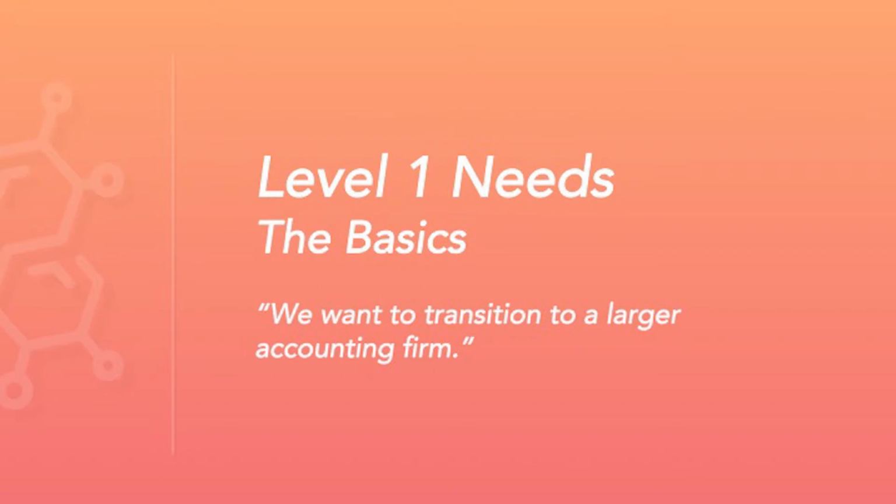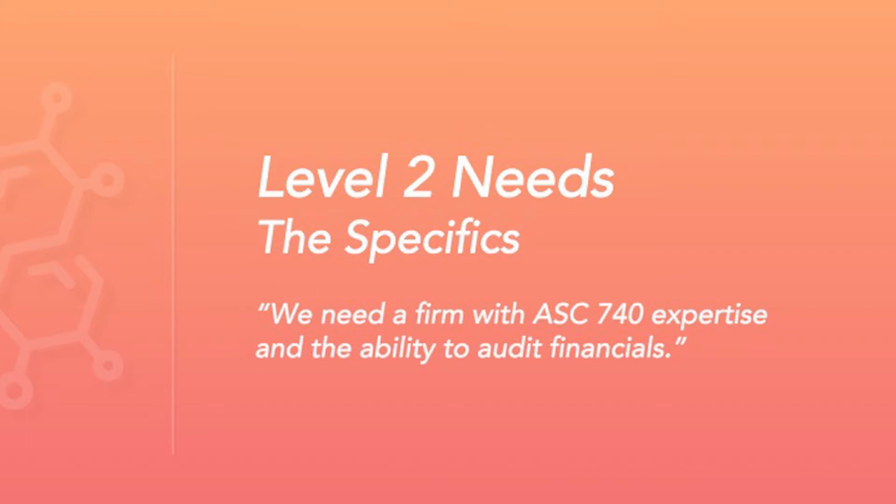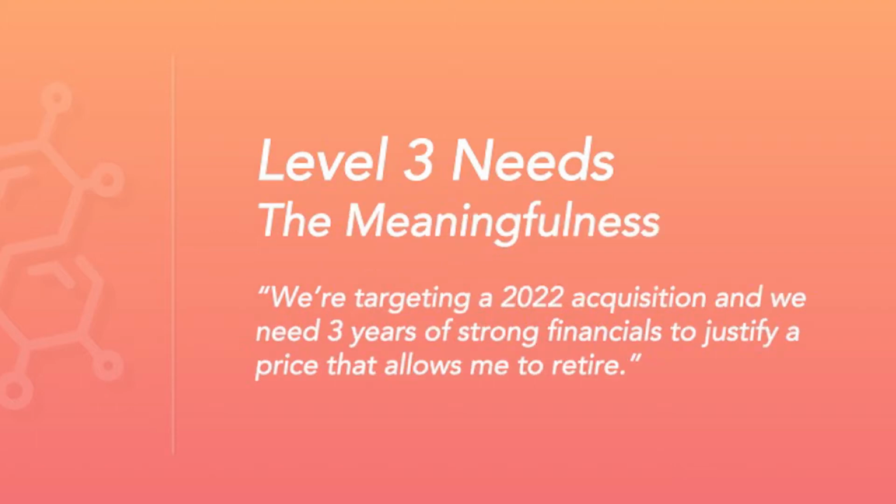Level 1 needs. Cover the basics. We want to transition to a larger accounting firm. Level 2 needs. Get into the specifics. We need a firm with ASC 740 expertise and the ability to audit financials. Level 3 needs. Dig down into the meaningfulness. We're targeting a 2022 acquisition and we need 3 years of strong financials to justify a price that allows me to retire.